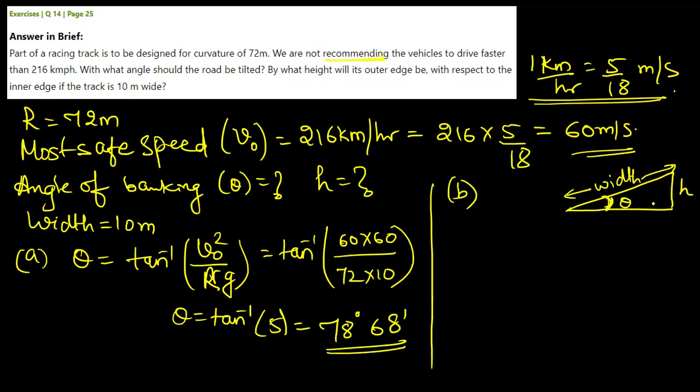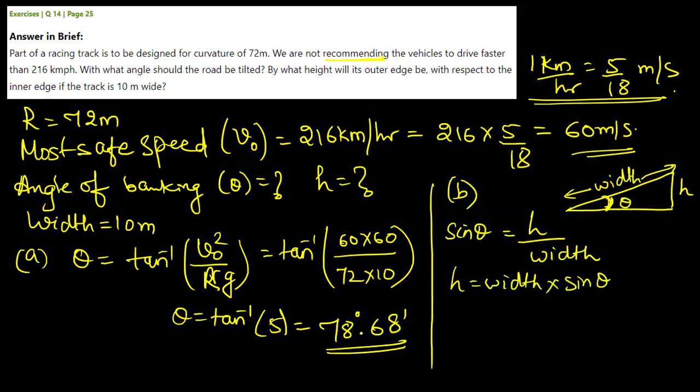So which angle, if you see opposite upon hypotenuse, opposite is height upon hypotenuse is width. तो ये opposite upon hypotenuse क्या होता है, sin theta. तो use sin theta. So h कितना हो जाएगा, width into sin theta. थीटा क्या लेंगे, जो फर्स्ट केस में मिला 78 डिग्री 68 मिनट्स. तो h will be equal to 10 into sin 78 degree 68 minutes.